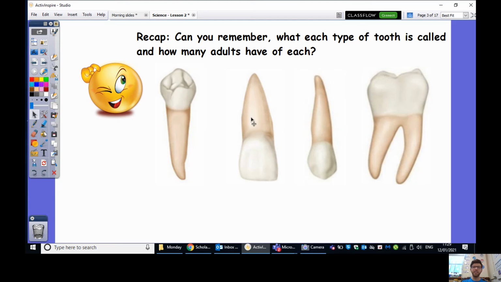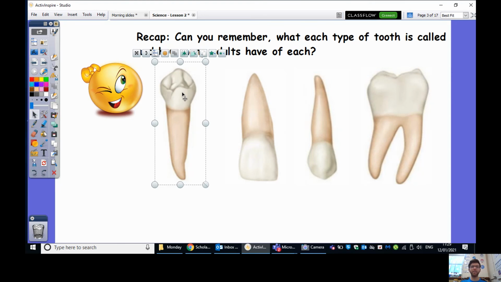Then we move slightly further back, where we have these types of teeth here. What are they called? Again, hold it in your head and call out, please, at your laptop screen, nice and loud. 3, 2, 1. Canines, hopefully we said. And how many of those do we have? 3, 2, 1. 4. We have 4 canines, one in each corner of our mouth at the top and at the bottom. Well done.